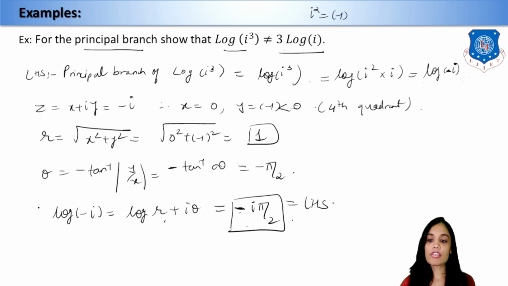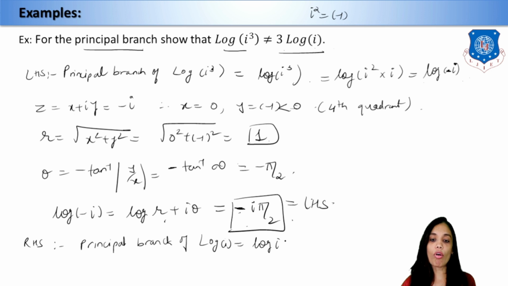Okay, so now let us find the RHS. That is, we have to find the value of the principal branch of capital log i. So we have to find the value of log i. Now here you can see x is 0, y is 1, right? Because z is i. So your r will be 1 and theta, this lies in the first quadrant. You can see both are positive values. So it lies in the first quadrant.